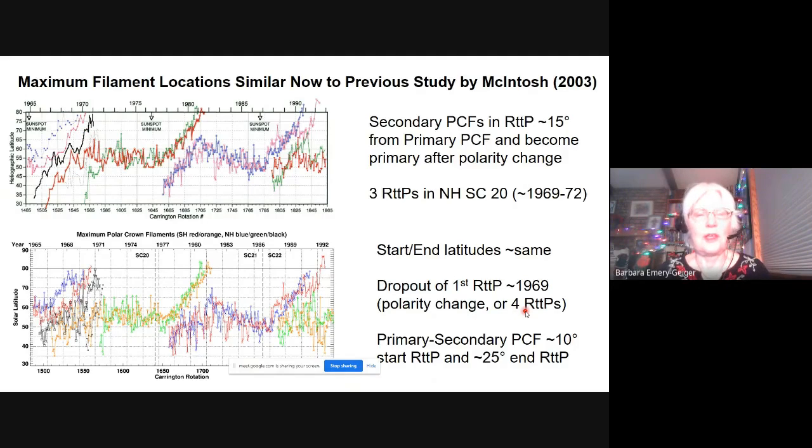It looks good. The other thing we have different is it looks like there's this increasing difference between the slopes of the primary and the secondary. So it starts about 10 degrees apart and ends about 25 perhaps.